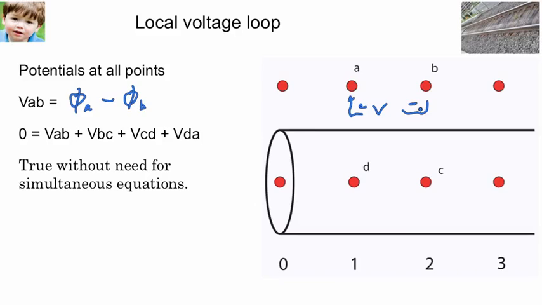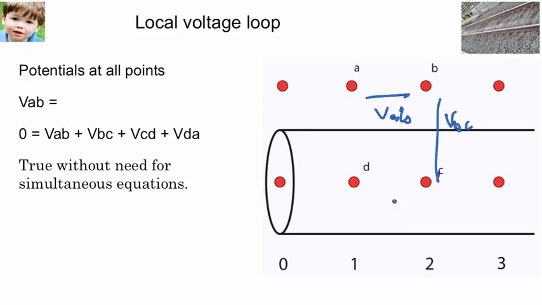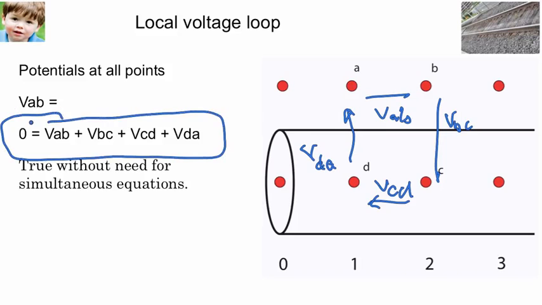If I do that for every different segment in my loop, I can get VAB, VBC, VCD, VDA, and go all the way around in a circle. And as you know, if you do that with voltages and you go all the way back around to where you came from, the sum is 0. Thereby, I have this equation, 0 is equal to the sum of those voltages.